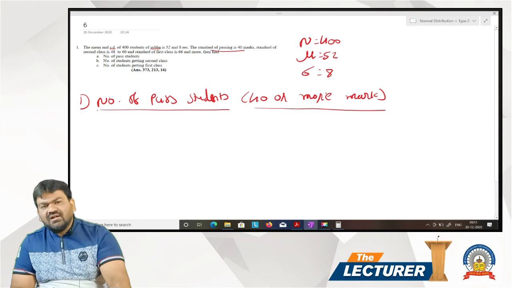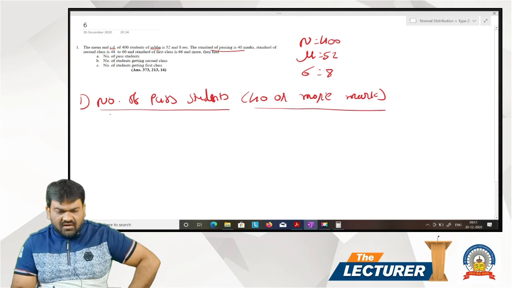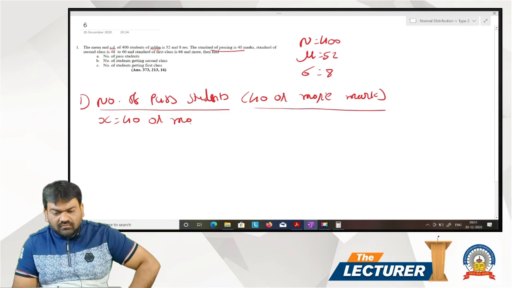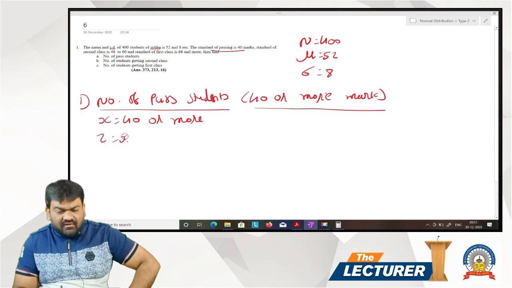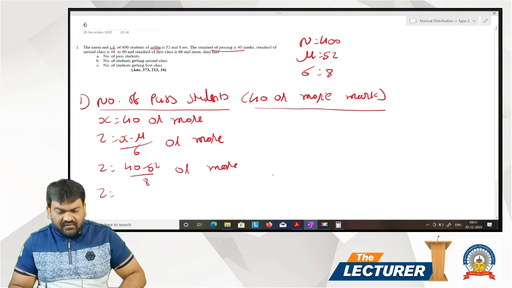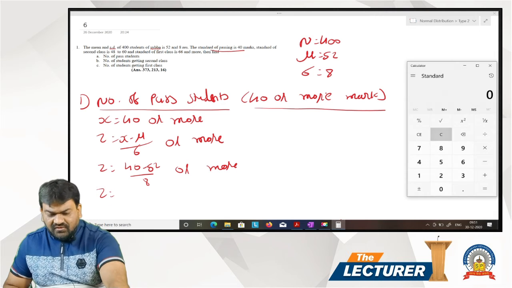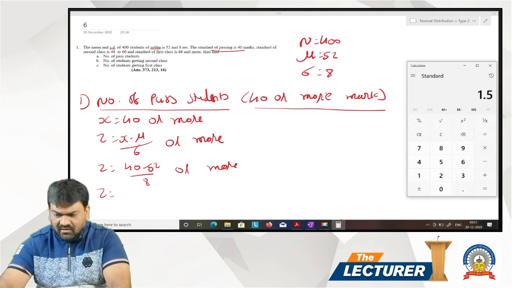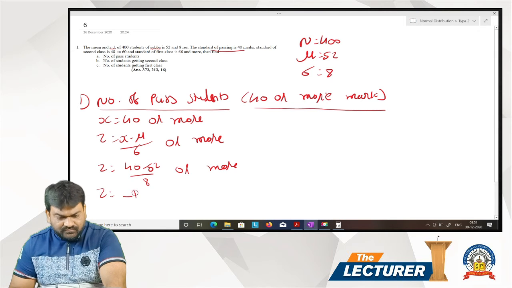So when marks are more than 40, the student can pass. So x is equal to 40 or more. Z is equal to (x minus mu) upon standard deviation, or more. Z is equal to (40 minus 52) divided by 8 or more. Z is equal to 40 minus 52, that is -12, -12 by 8, that is -1.5 or more.